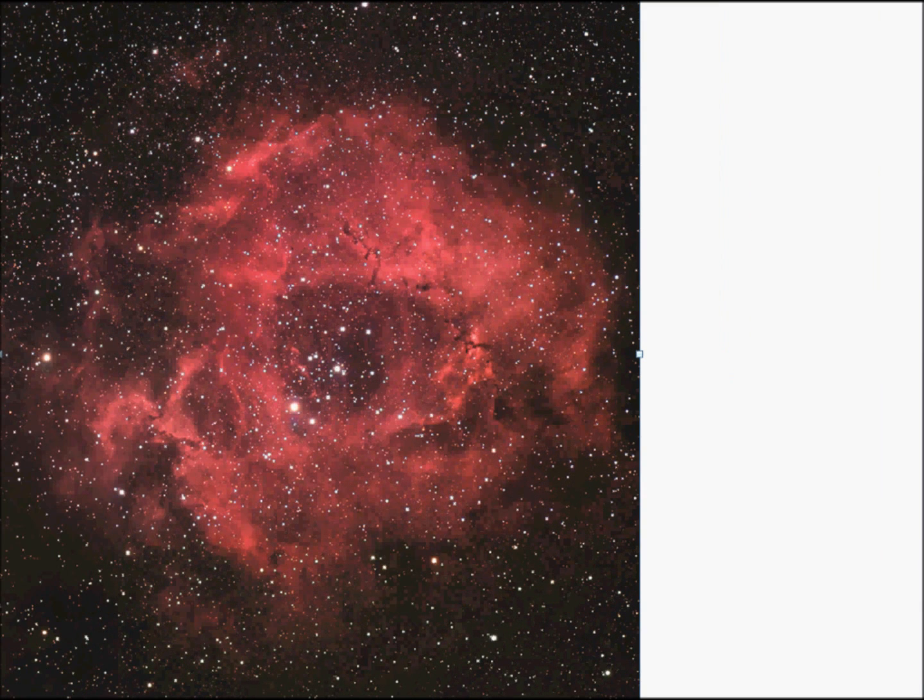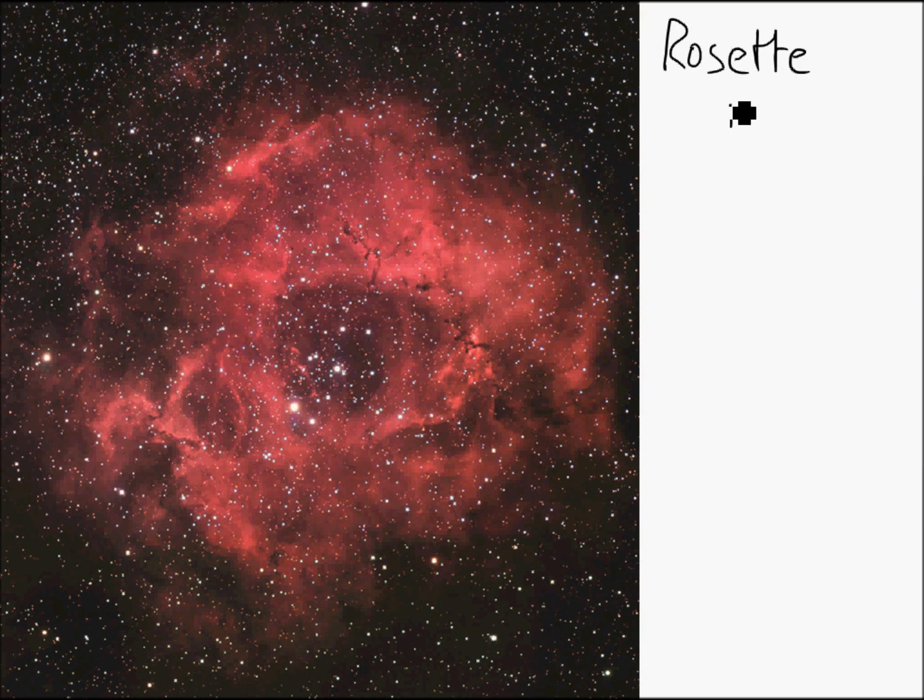Well, in my picture here, this is a nebula. This is actually called the Rosette Nebula because it resembles a rosette. And this essentially is a big cloud of gas and dust. So each of these tiny dots on here is a star, but in between the stars there is actually some stuff.